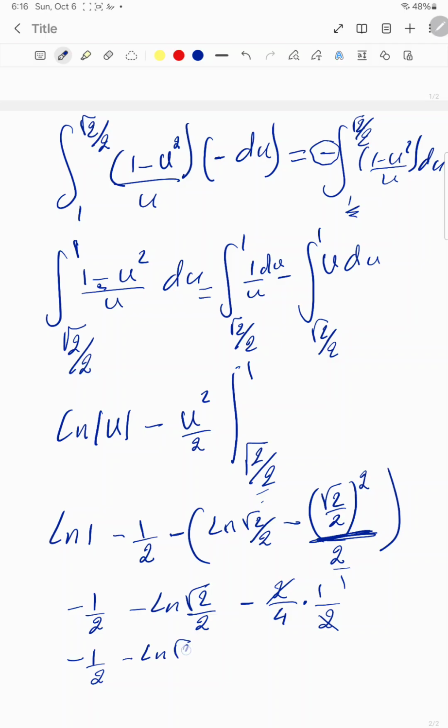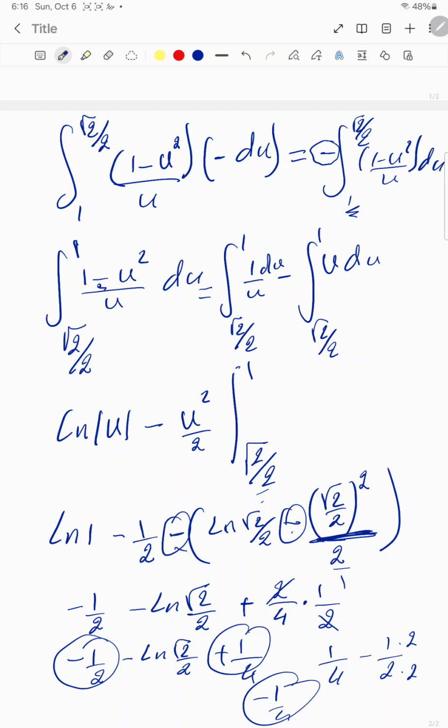minus ln of square root of 2 divided by 2 minus 1 divided by, minus times minus is plus here. That minus times that minus is plus. So plus 1 divided by 4. And then 1 divided by 4 minus 1 divided by 2, I multiply here by 2 and I multiply here by 2. So it becomes 1 minus 2, which is minus 1 divided by 4. So those two become minus 1 divided by 4.